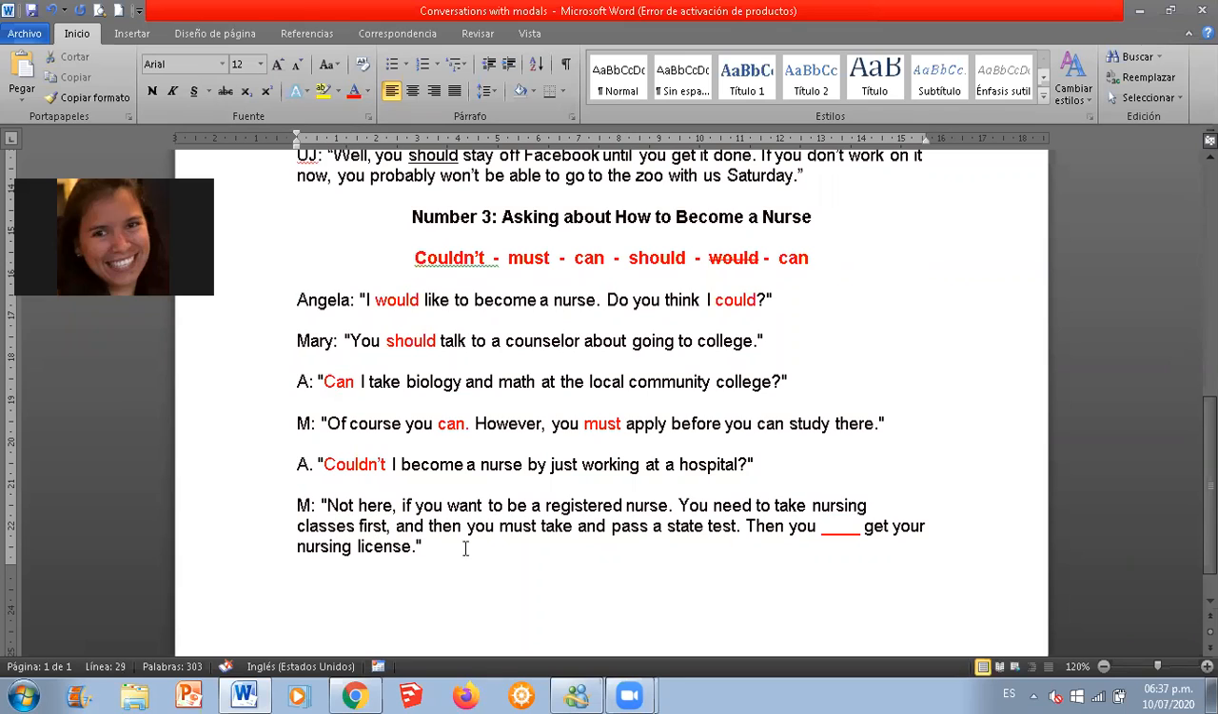Not here. If you want to be a registered nurse, you need to take nursing classes first, and then you must take and pass a state test. Then you can get your nursing license. Mm-hmm. Nursing license. Very good. Okay, any questions?